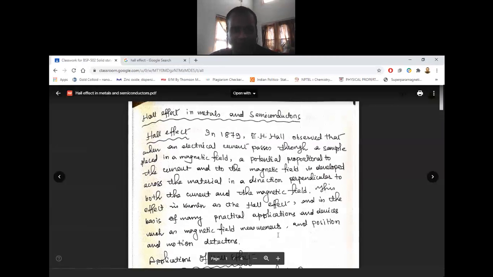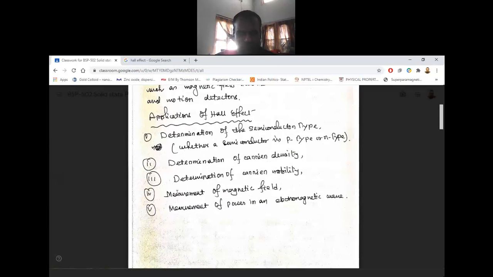So Hall effect in metals and semiconductors. We have discussed this first page: what is Hall effect, how you define it. Then what are the applications of this Hall effect? You can determine what type of semiconductor it is, p-type or n-type. P-type means holes are majority carriers and n-type means electrons are majority carriers. Then determination of carrier density. Carrier density is small n. I think you have also calculated small n for your practical. So carrier density can be calculated for a given semiconductor material, like in your practical case, you have calculated that of germanium.